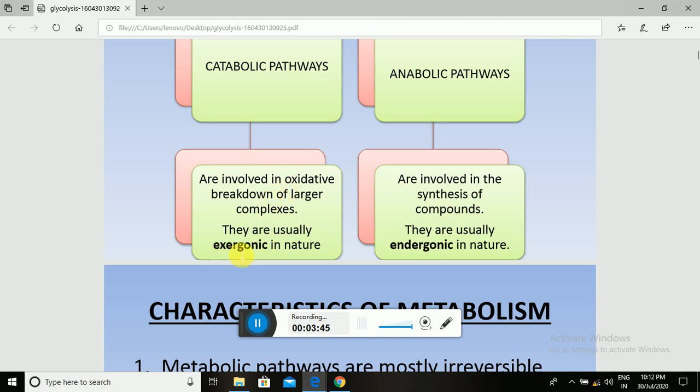Catabolic pathway is exergonic in nature. In this type of reaction, energy is released in the form of energy currency, that is ATP, NADH2, FADH2, like this. But in the case of endergonic reactions, the pathways require energy in the form of ATP, NADH2, FADH2. The meaning of exergonic is that the reaction emits or releases energy, and an endergonic reaction requires energy. The catabolic pathways are exactly opposite to the anabolic path.